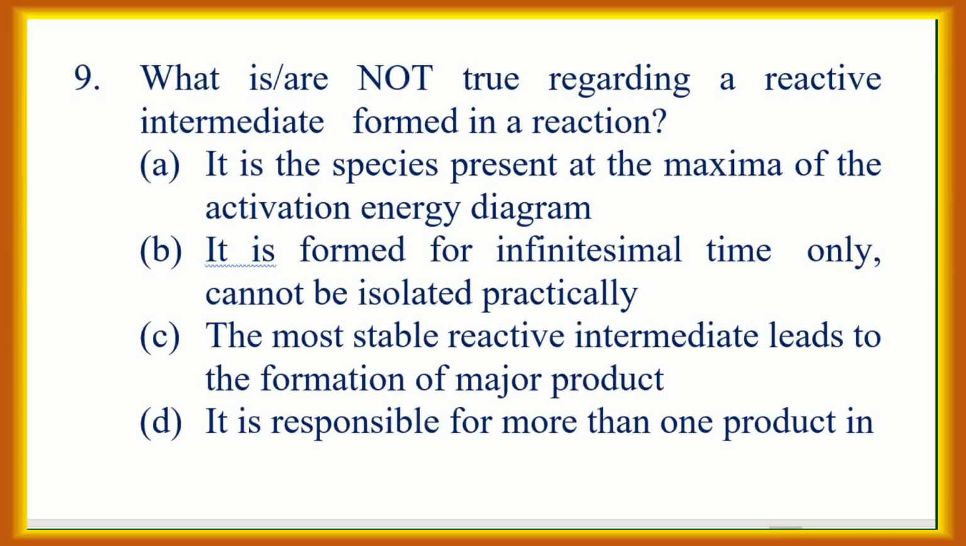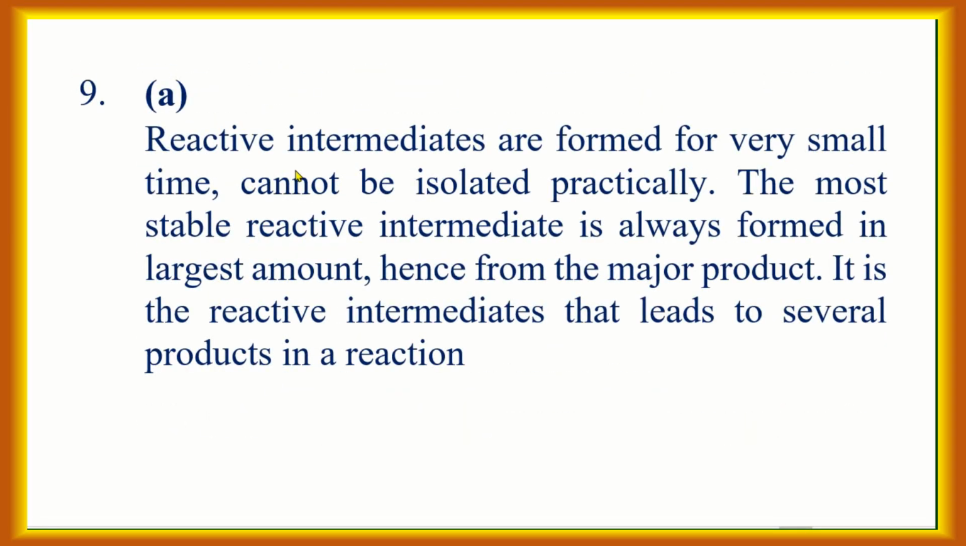It is formed for an infinitesimal time only and cannot be isolated practically. That is also right. The most stable reactive intermediate leads to the formation of the major product, that is also right. And being responsible for more than one product in the reaction is also right. So it is clear now, and option A is wrong. So the answer is A. Now next, question 10.